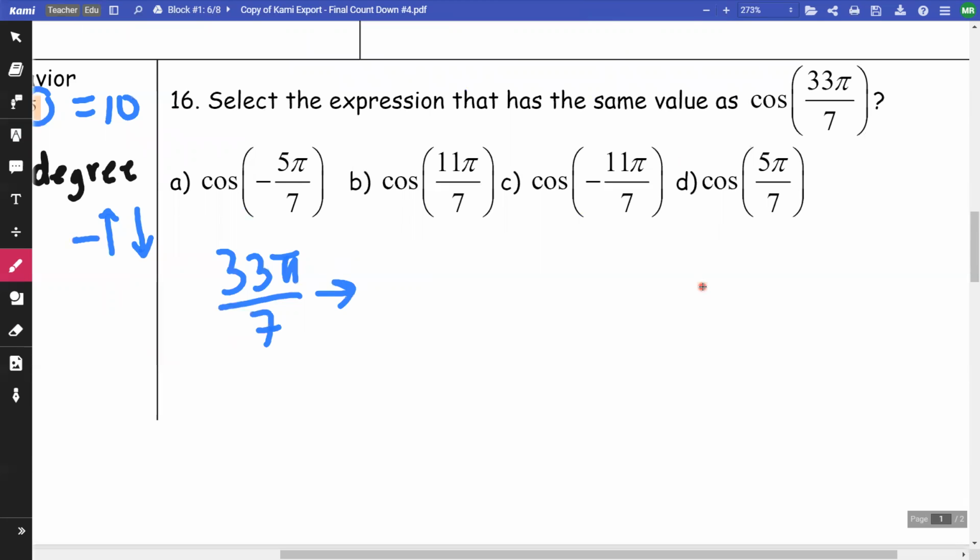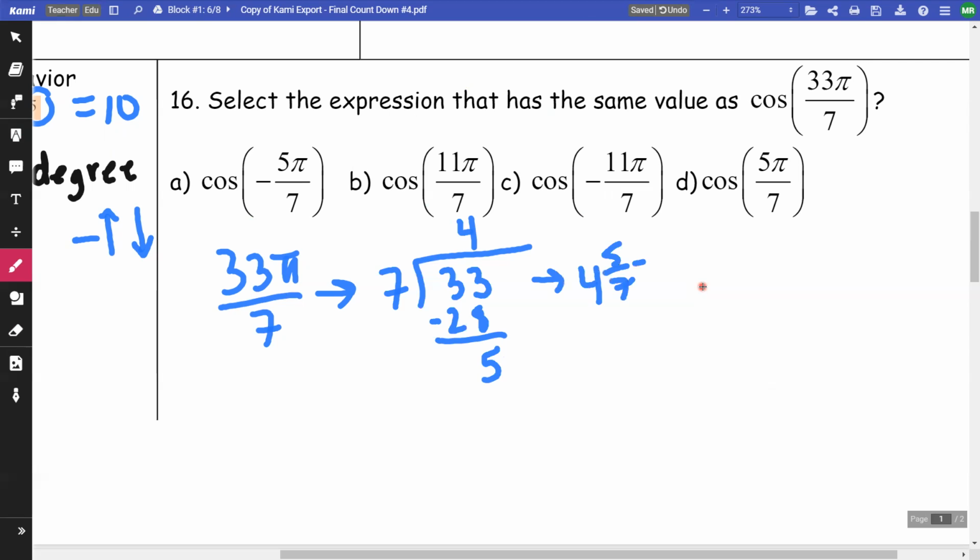The way I like to think about this is, if you are trying to figure out where you are in terms of a unit circle, we don't have 7ths as a nice value on the unit circle, but 7 goes into 33 4 times, which is 28, with 5 left over. So this is really 4 and 5/7 pi.